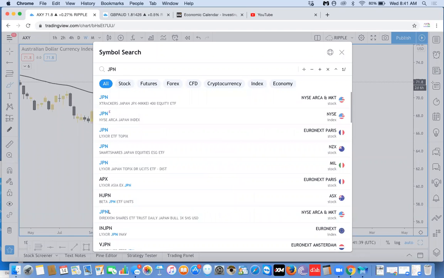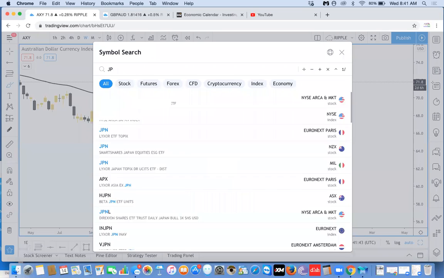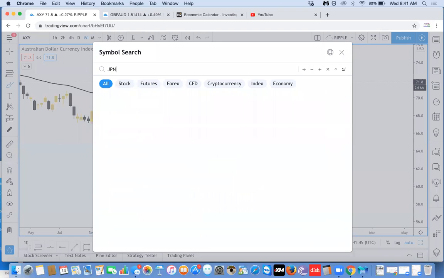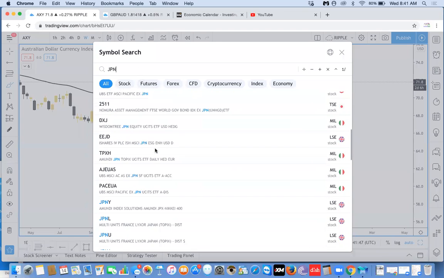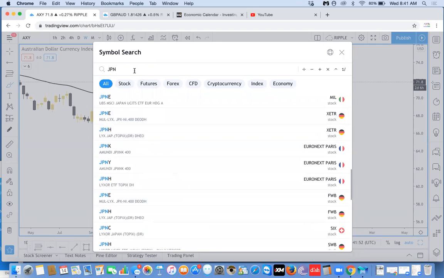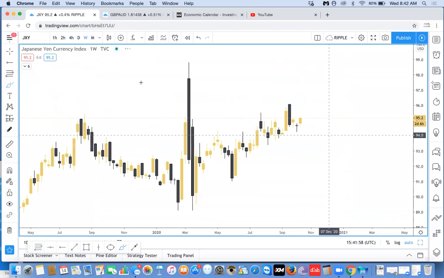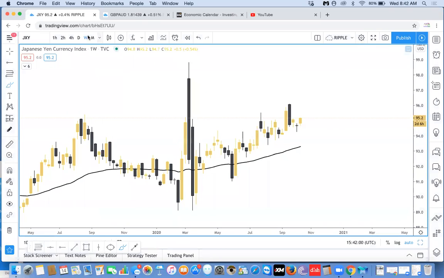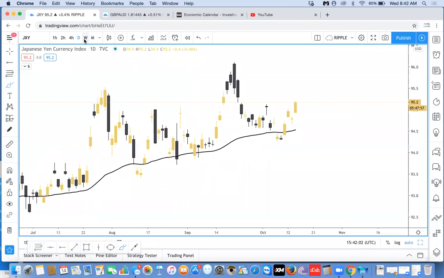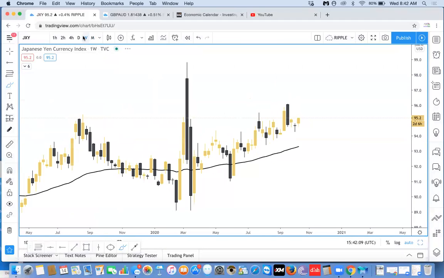I don't know why it's not popping up. All right, so I'm just going to look at JXY on this one. For the Japanese yen, this is the only one where I don't go to JXY all the time. I used to look at JPN 225. I don't know why it's not coming up right now, but JXY is still the currency index.